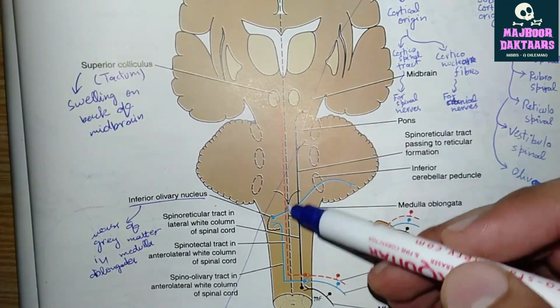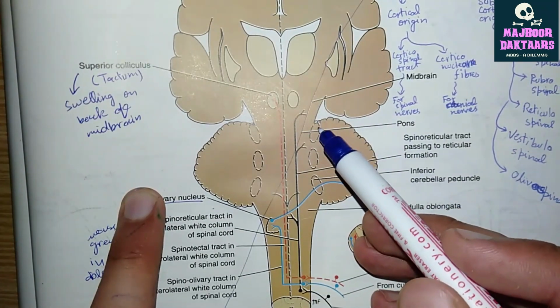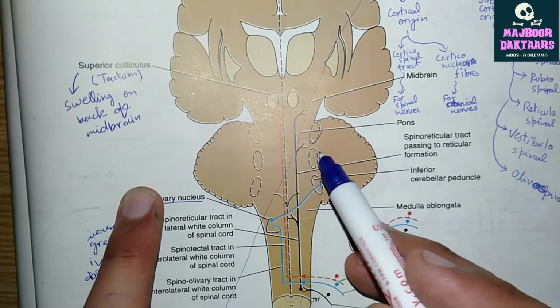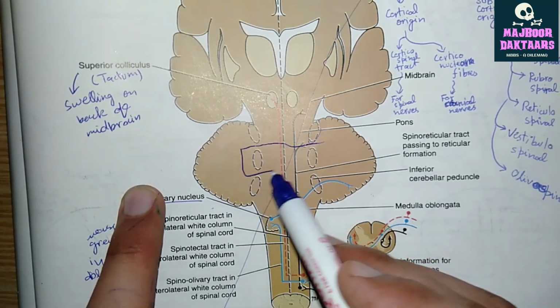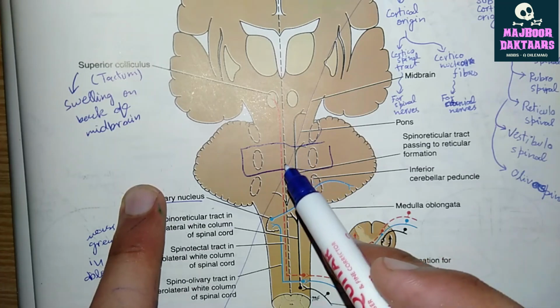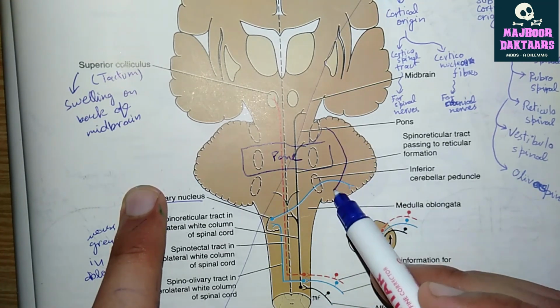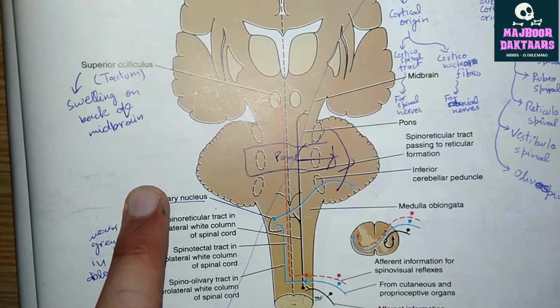This is the brainstem, and the brainstem contains three peduncles: superior, middle and inferior peduncle. The peduncle we see at the level of the pons is this one, the middle cerebellar peduncle, which connects the pons with the cerebellum on the sides.